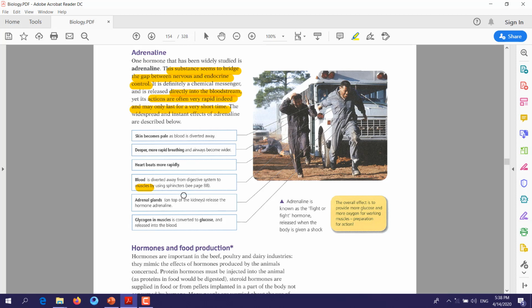Now, adrenal glands. This adrenaline, this hormone, will be released from where? From the adrenal glands. Where can we find these glands? On the top of the kidneys. Then, glycogen in muscles is converted to glucose and released into the blood. So, these were some changes that will happen to the body by the effect of the adrenaline hormone.